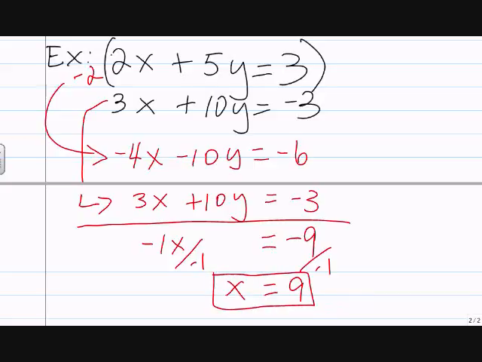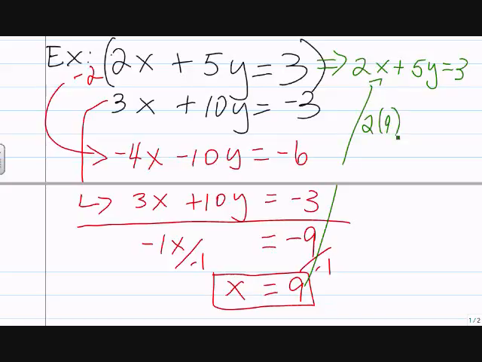I need my y. So I can use either one of the black equations or either one of the red equations to find y. I think I'll use the very top equation. The numbers seem the smallest. So this says 2x plus 5y equals 3. My x is 9, so I put in that 9 for that x, and I get 2 times 9 plus 5 times y equals 3. Now I multiply. 2 times 9 is 18, plus 5y equals 3.